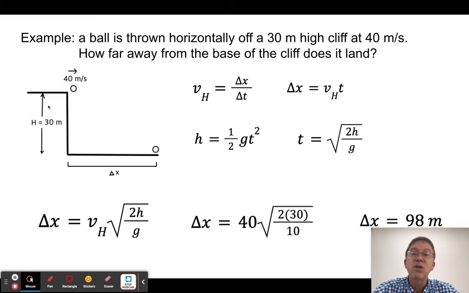Now, if h was greater, the time would be longer, right? And it would go further, right? If I threw it faster, the v would be greater, so it would go further.